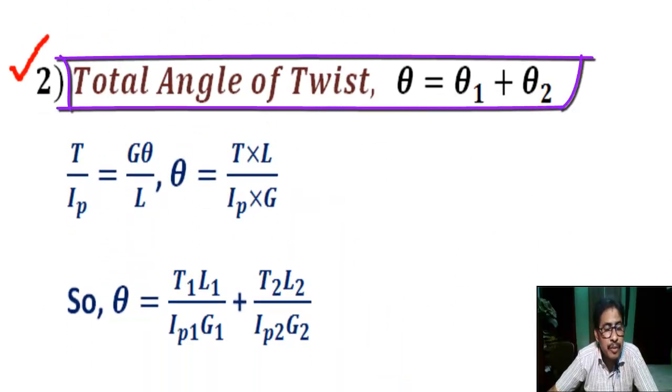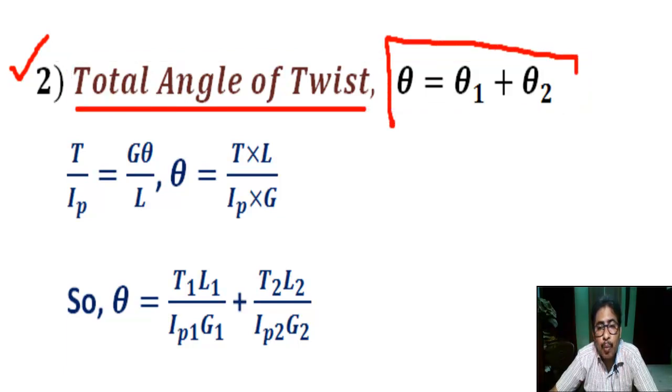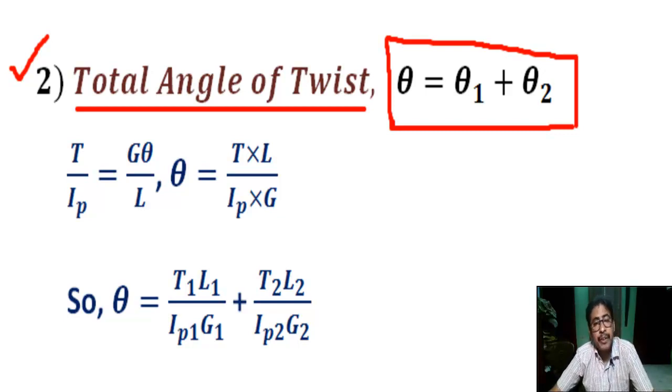Second condition, when shafts are in series, the total angle of twist theta equals theta 1 plus theta 2. Theta 1 equals the angle of twist for shaft 1, theta 2 equals the angle of twist for shaft 2.